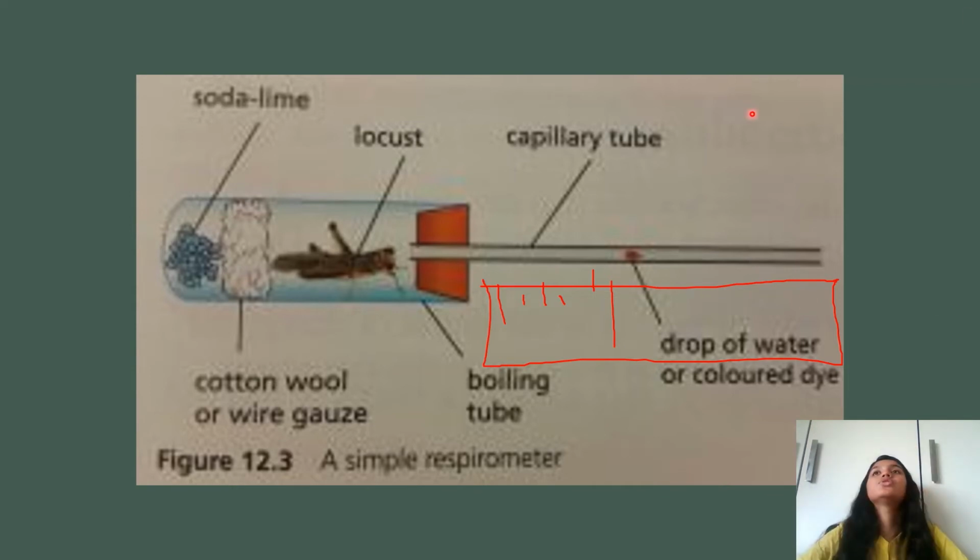Also, to show that only living organisms respire, you will first show a locust or a germinating seed here to show the movement of the drop, and otherwise you'll use glass beads. I don't really recommend using a dead insect, because sometimes you may actually have to kill the insect to use it, and that's not very ethical. So for that simple ethical reason, you'll use glass beads in front of the cotton wool.